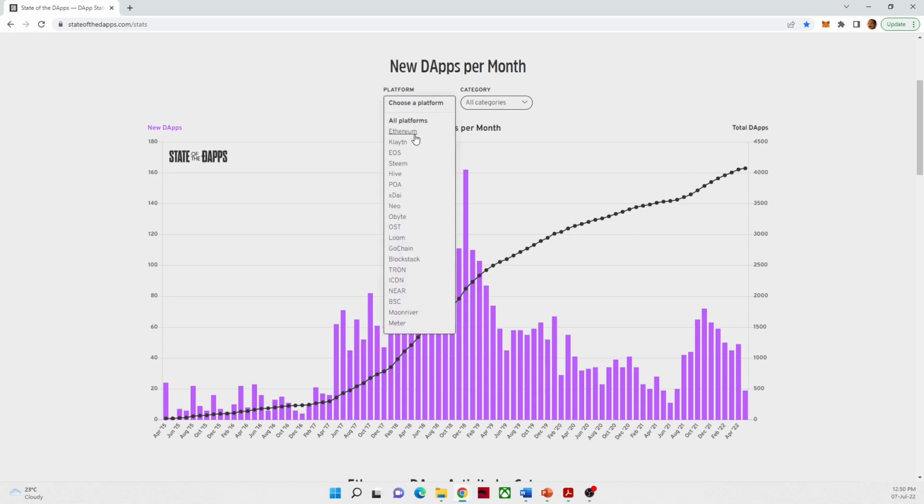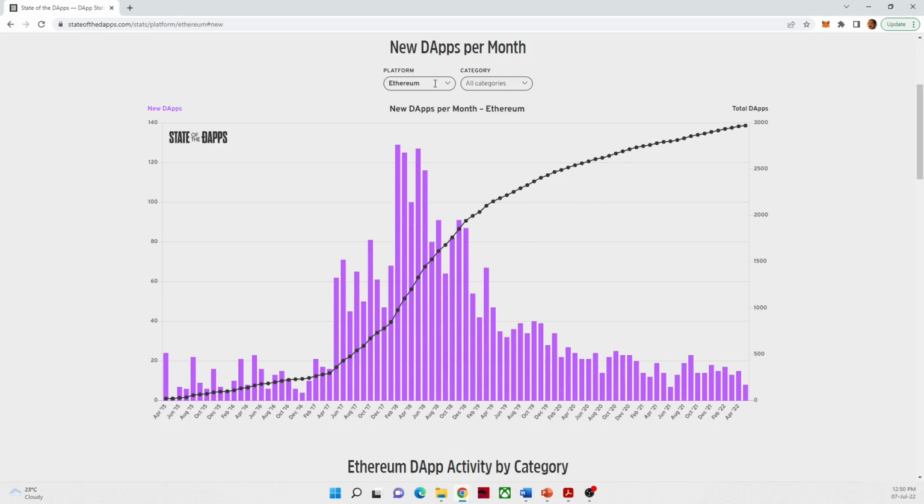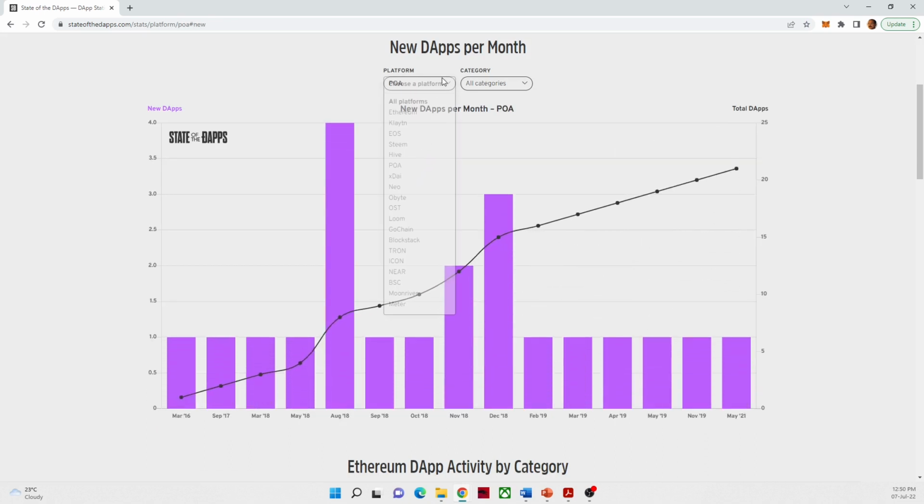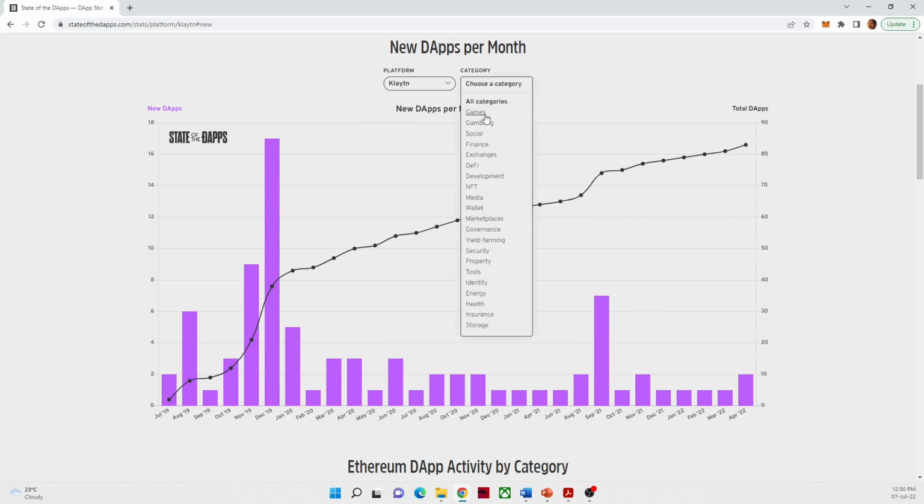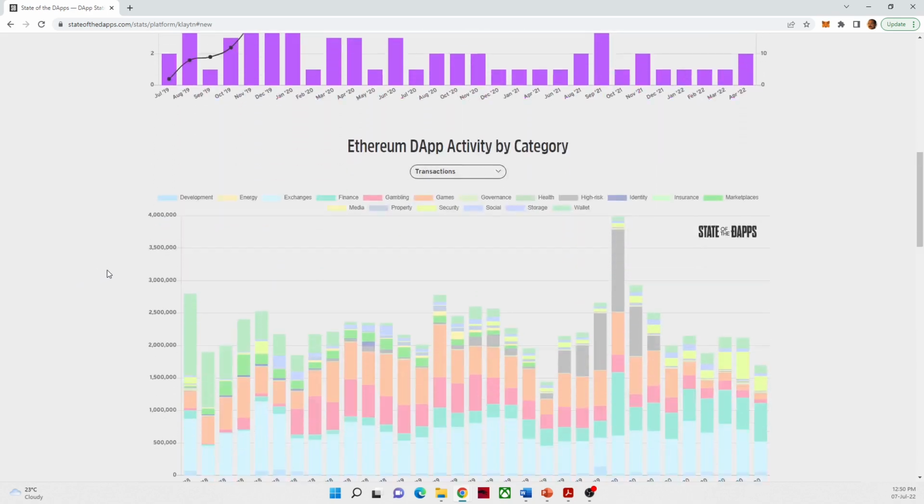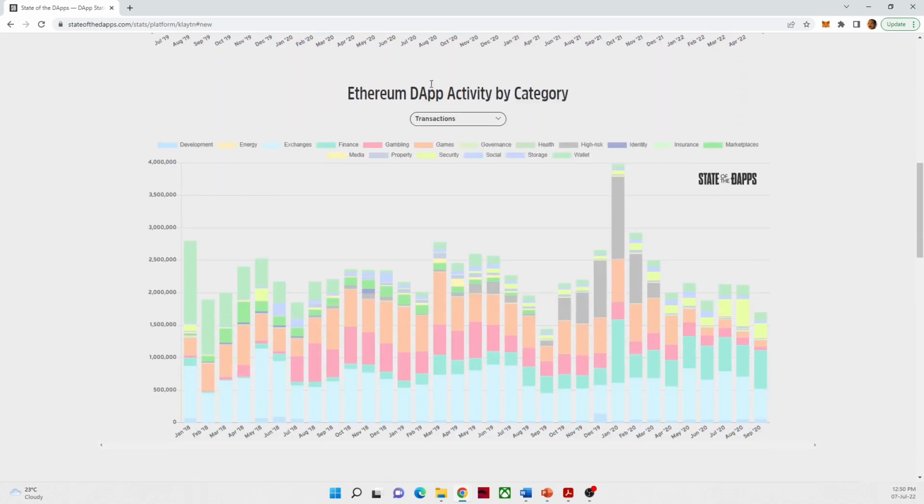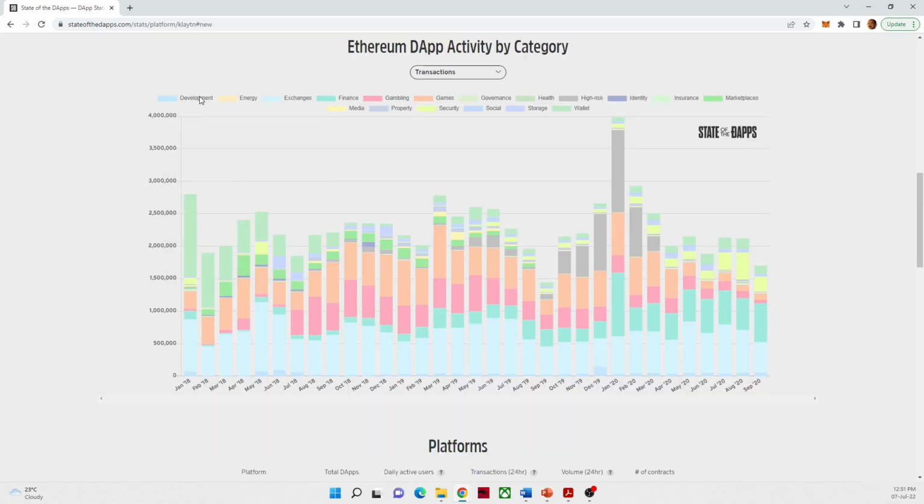You can filter this by platform. The majority of DApps are developed on the Ethereum platform. You can also filter by category and see all the categories of DApps built on the blockchain platforms. The next section shows Ethereum DApp activity statistics, the number of transactions in each category like development, energy, exchanges, finance, etc.